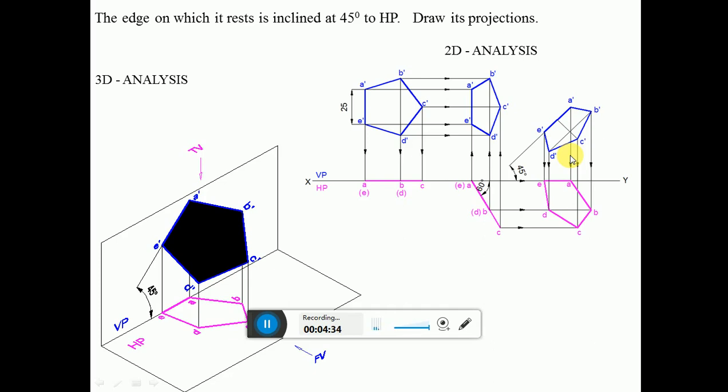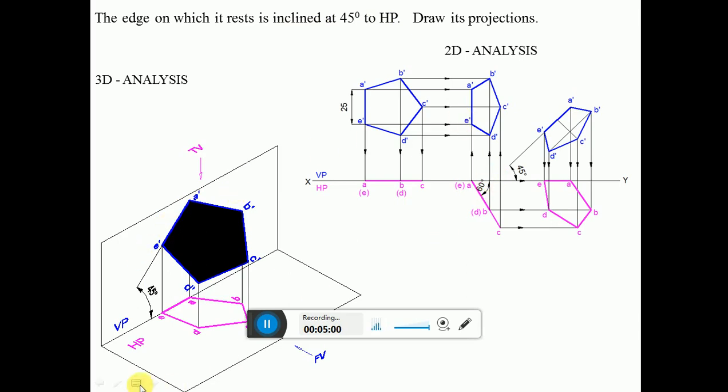So which is the edge on which it rests? A dash, E dash. So you can see here, A dash E dash, AE, is on VP. So that edge is inclined at an angle of 45 degrees to HP. Initially it was perpendicular to HP. Now we are rotating that by an angle of 45 degrees to HP. And the inclination given is the true inclination here, and the length is also in true length.